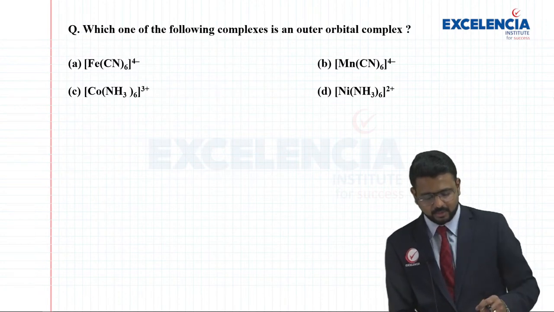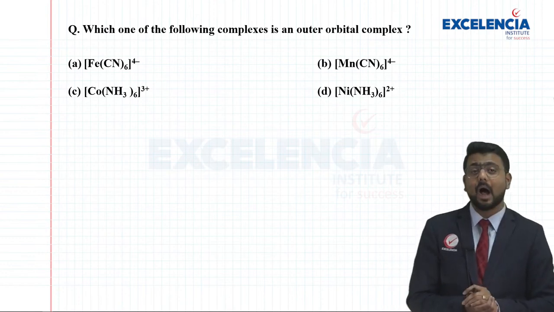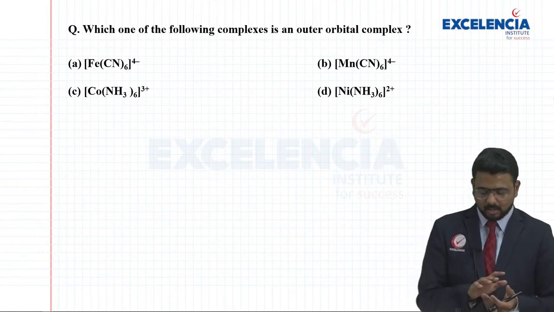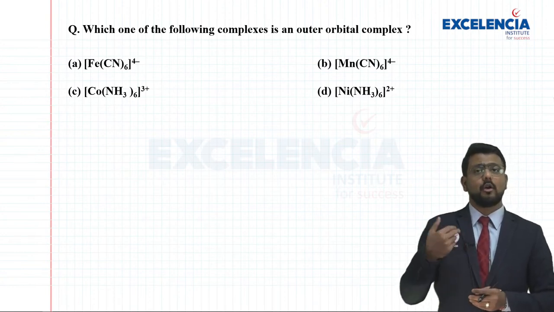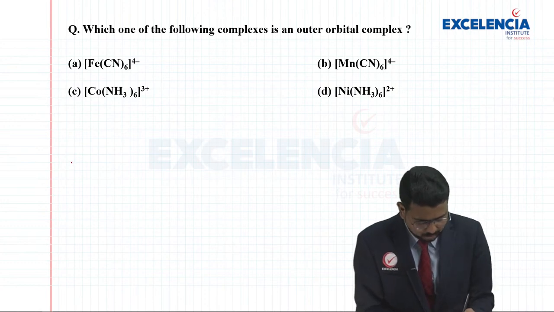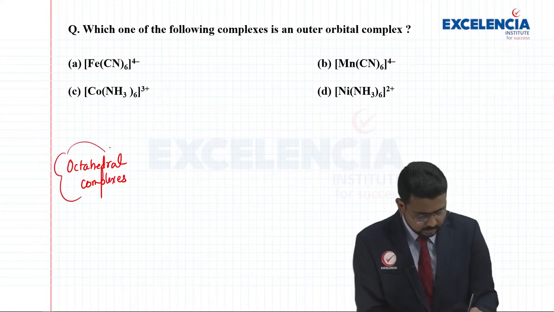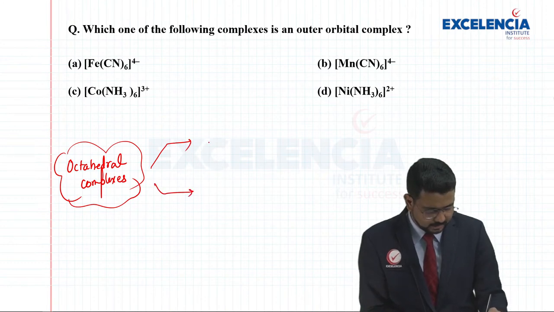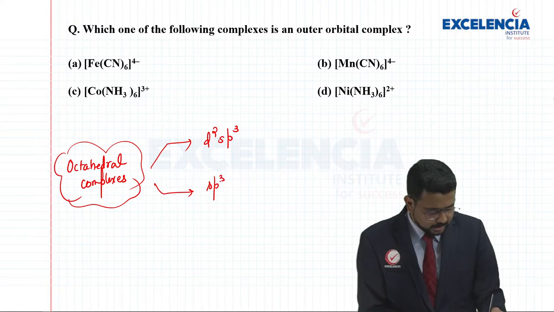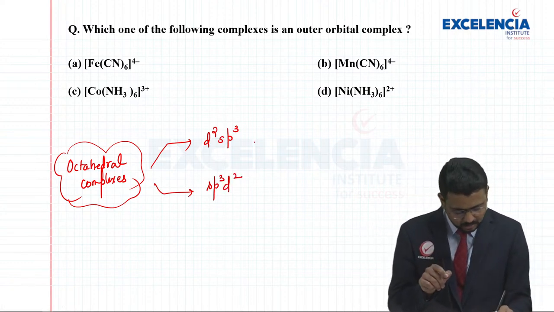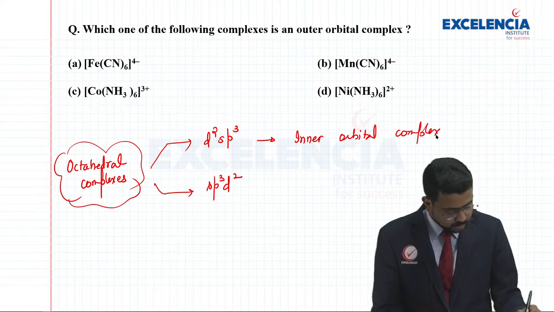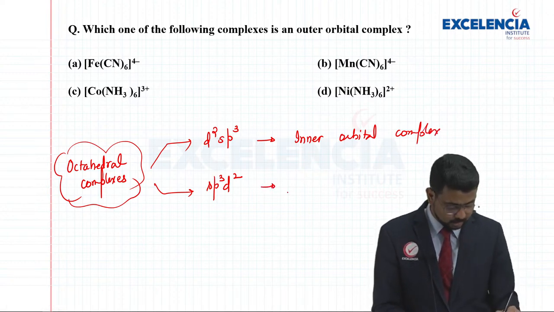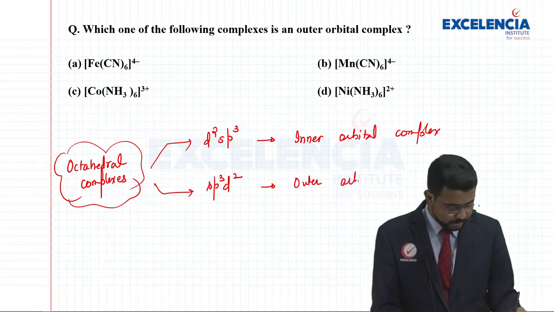Let's have a look at one more question. Which of the following complexes is an outer orbital complex? Now again, if you notice, in all these complexes the coordination number is 6. If the coordination number is 6, definitely all these are octahedral complexes, and because they are octahedral, they could have the hybridization d2sp3 or sp3d2, right? Clear? If it is d2sp3, we can say it is an inner orbital complex, and sp3d2, which uses the outer 4d orbitals, we call an outer orbital complex.